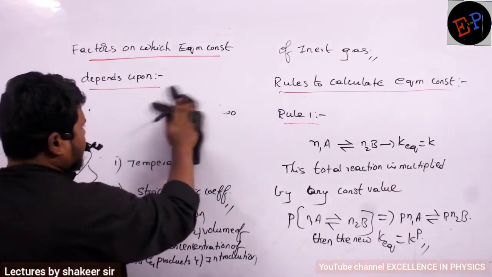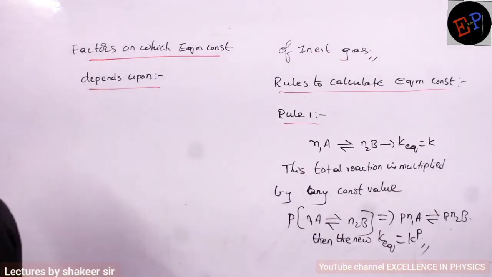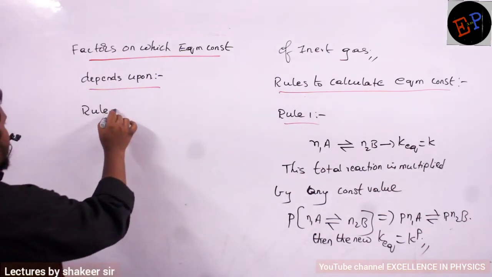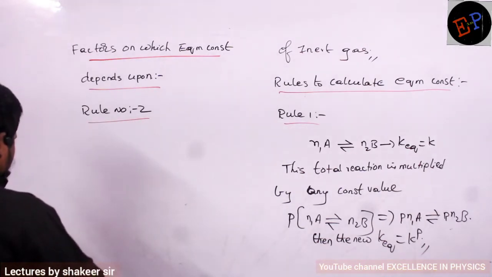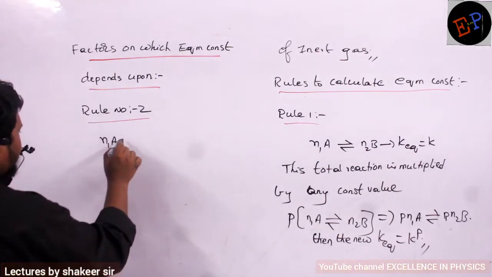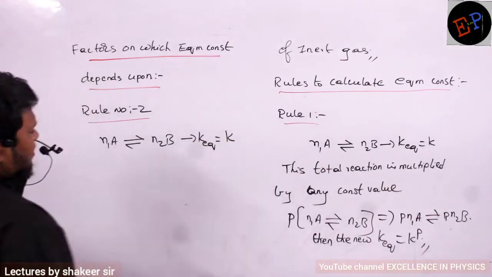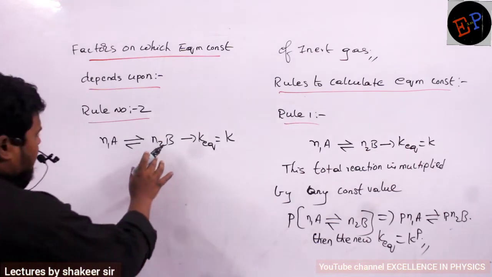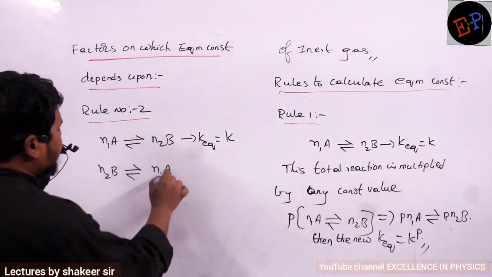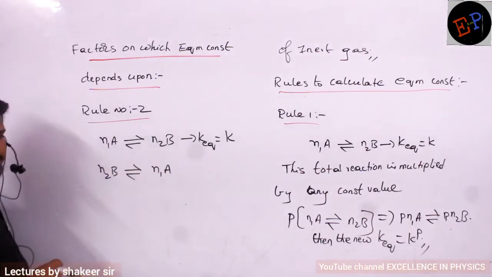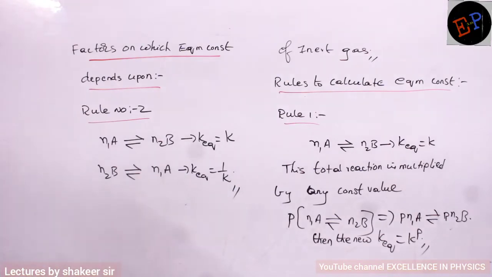Now let us study rule number 2. Consider n1 A convertible into n2 B, where the equilibrium constant is K. If I perform the same reaction in the opposite direction, that is, n2 B convertible into n1 A, the reverse reaction, then the equilibrium constant is equal to 1 by K. So this is rule number 2.